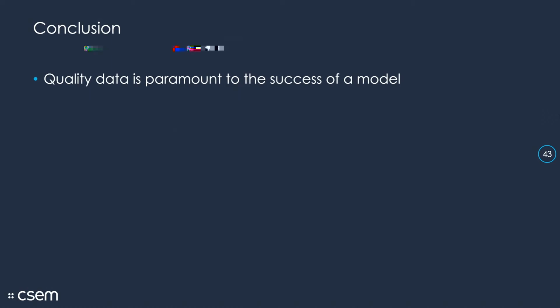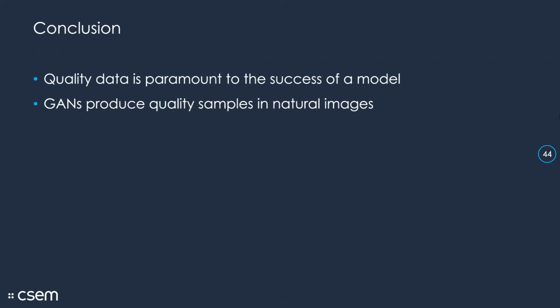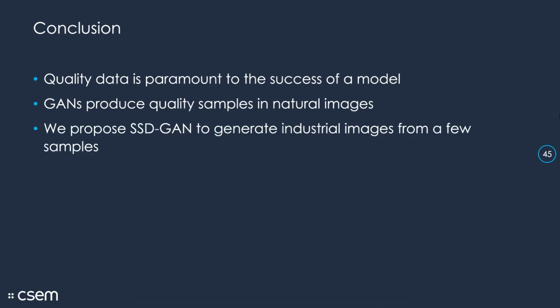To conclude, we've seen that in order to have a successful model, the quality of data is really important. Quality data is difficult to acquire. And GANs that were able to generate new samples were data hungry or were restricted to natural images. But what happens when you want to go to a different set of industrial images, which is quite peculiar? For this reason, we propose SSD-GAN to generate new industrial images only from a handful of samples.